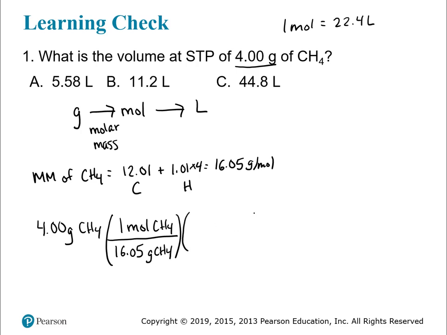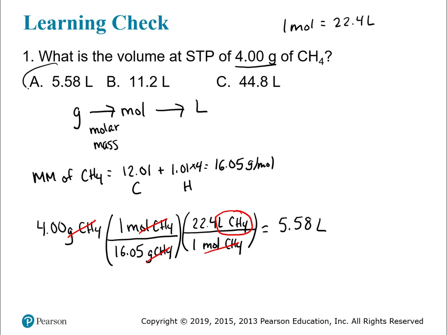From there, we can write a conversion factor that will take us from moles of methane to liters. We want to cancel out those moles, so we put them on the bottom. The liters go on top. So now we see, okay, we're going to be left with liters. Now we can touch our calculator. So you should get A for that one.